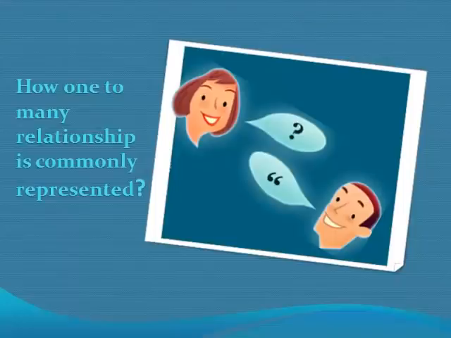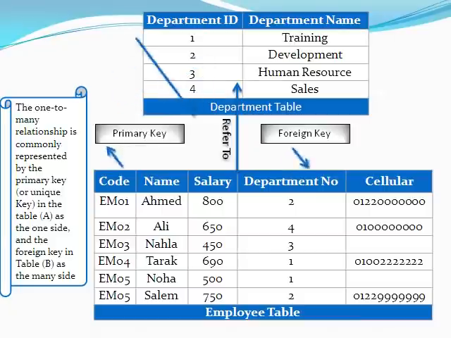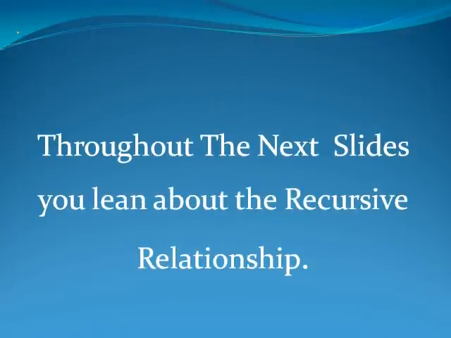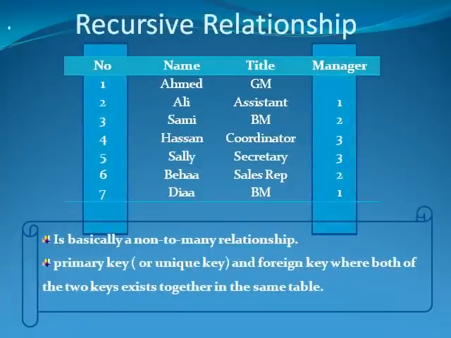How is a one-to-many relationship commonly represented? The one-to-many relationship is commonly represented by the primary key, or unique key, in table A, as the one side, and the foreign key in table B, as the many side. Throughout the next slides, you learn about the recursive relationship. A recursive relationship is basically a one-to-many relationship with a primary key, or unique key, and a foreign key, where both of the 2 keys exist together in the same table.